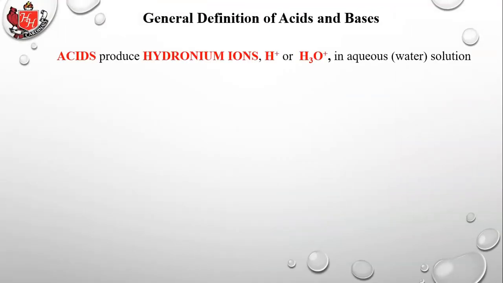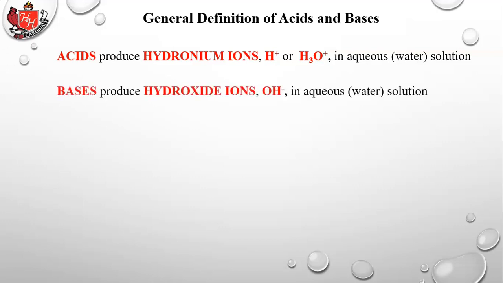So acids produce hydronium ions. This is the definition of an acid. This is what all acids have in common. They produce hydronium ions, and those can either be referred to as H+, that's a hydrogen atom without its electron, so it's basically just the proton nucleus, or H3O+. Now those look like two different things. H3O+ kind of looks like the formula for water with an extra proton, whereas H+ is just the proton. However, we treat those two designations as meaning exactly the same thing, and we'll talk about why.